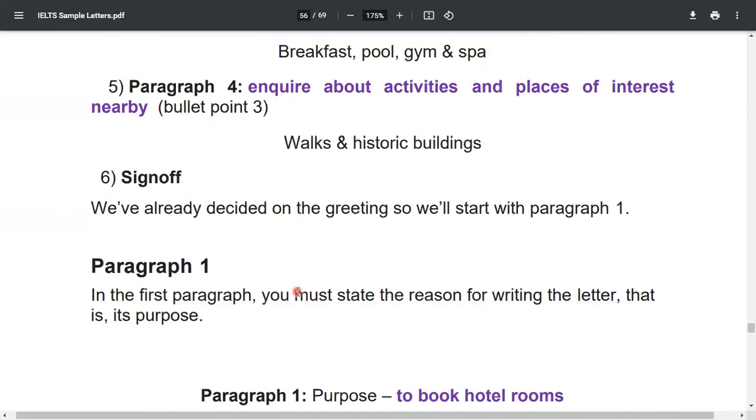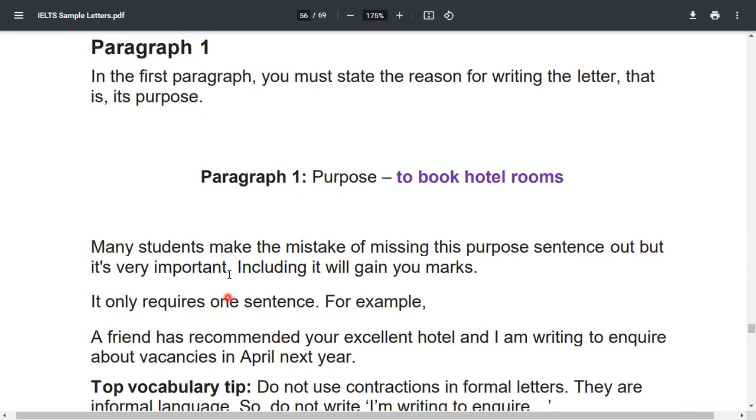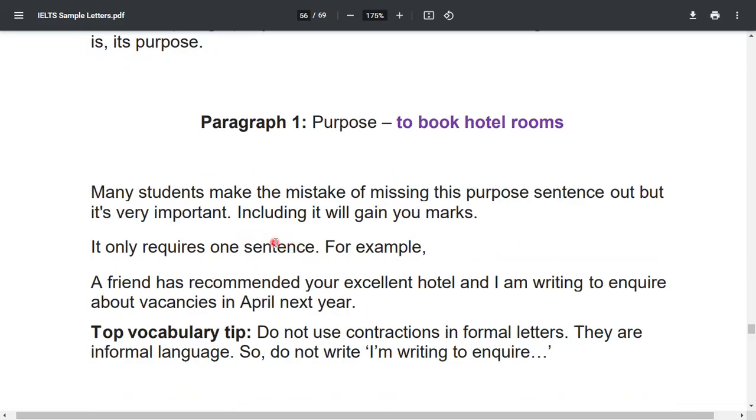Okay, so for the first sentence, that's the purpose sentence. In the purpose sentence, you will have to show the examiner why you are writing the letter. So let's actually read together the purpose sentence. A friend has recommended your excellent hotel, and I am writing to inquire about vacancies in April next year. Amazing. It's an amazing purpose sentence. So I have just written why I am writing this letter.